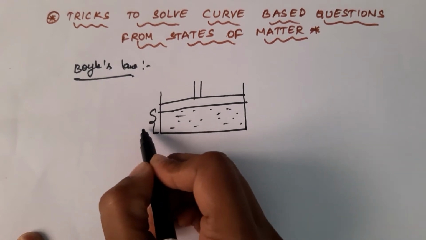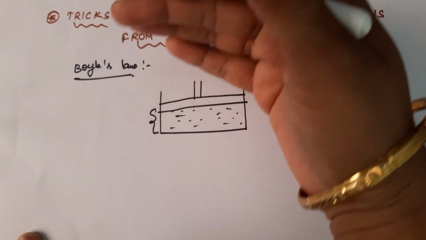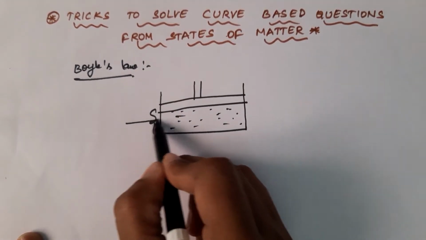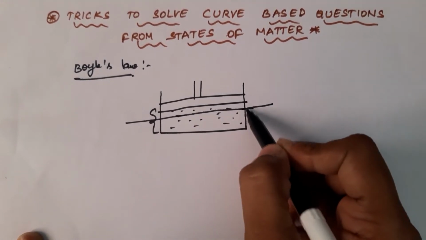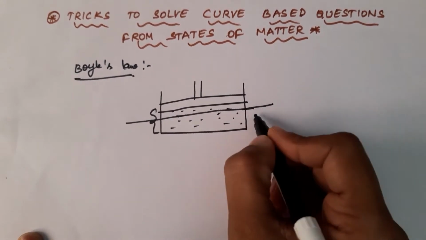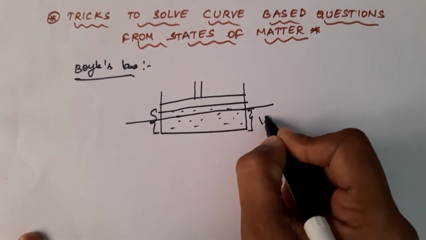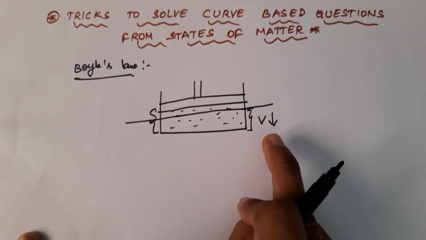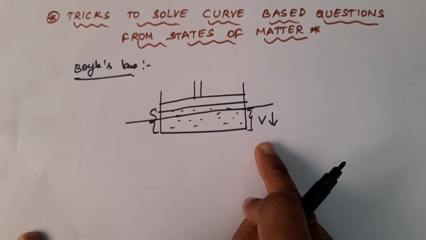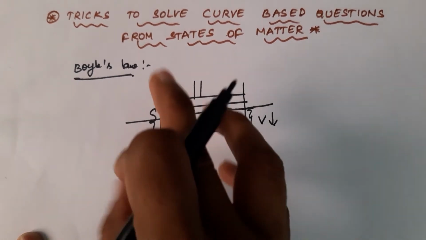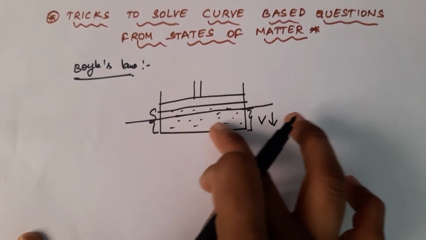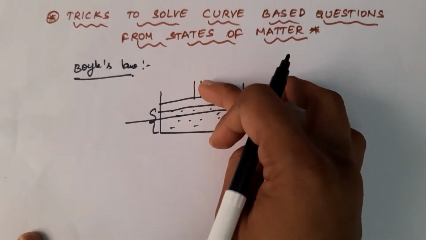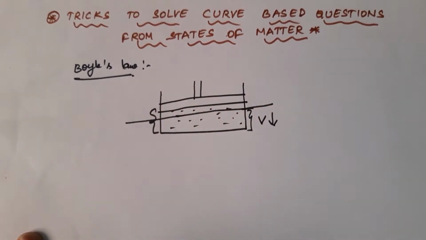Initially the volume is this one. Then whenever we apply pressure, the piston moves from this point to this point. Then the volume decreases. Volume is decreasing as pressure is applied. Hence we can say that at constant temperature, for a fixed mass of a gas, the applied pressure is inversely proportional to volume, based on Boyle's law.